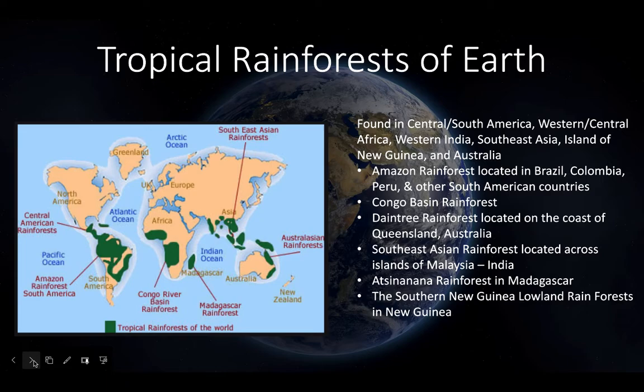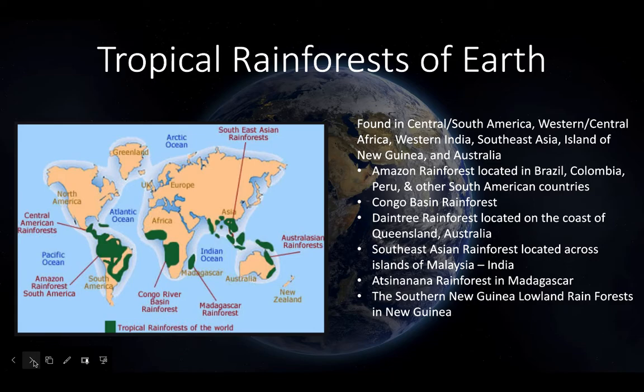So, some tropical rainforests on Earth. Tropical rainforests are grouped into three different regions: the Neotropical region, which is South and Central America; the African region, which is Africa and Madagascar; and lastly, the Indo-Malaysian region, which is India, Southeast Asia, Australia, and the Pacific Islands. I have some examples right here.